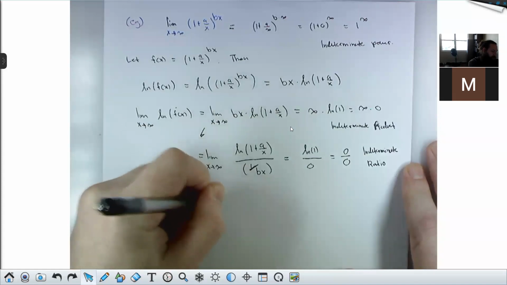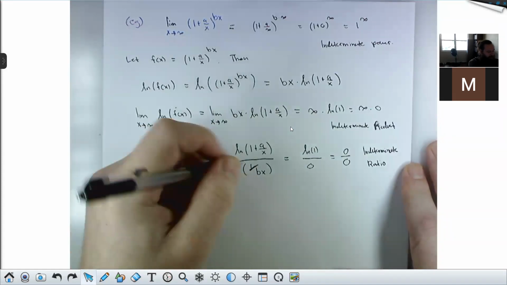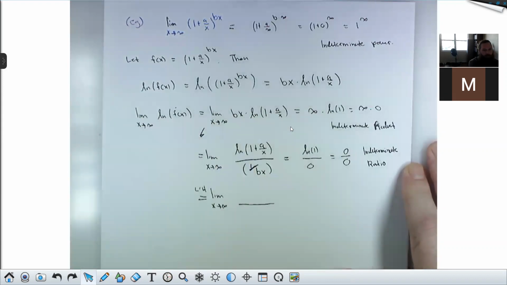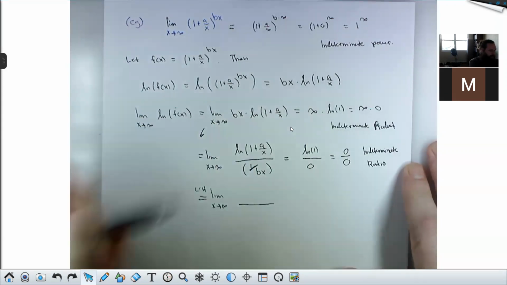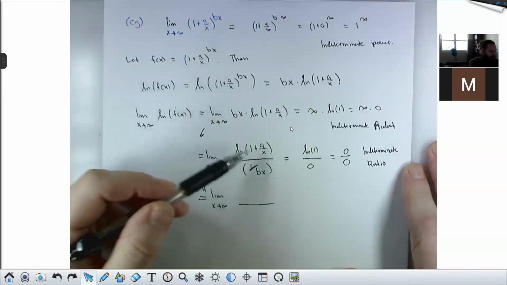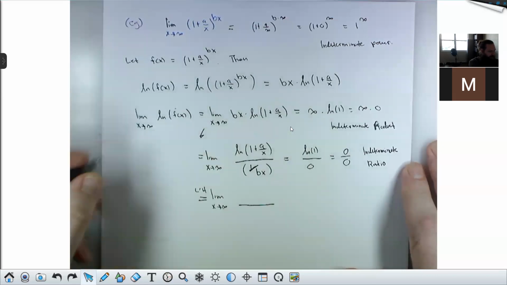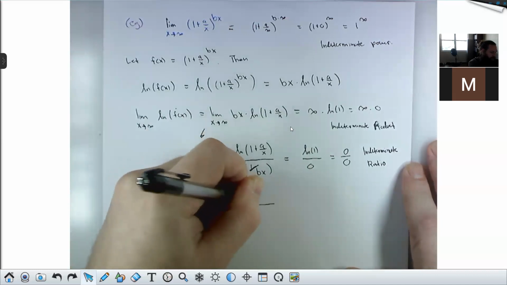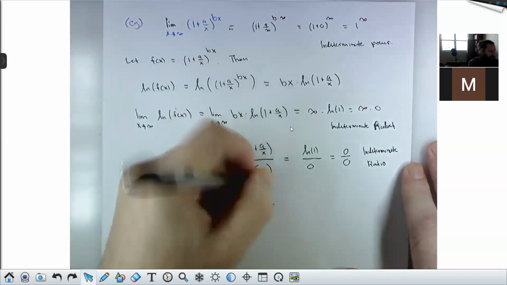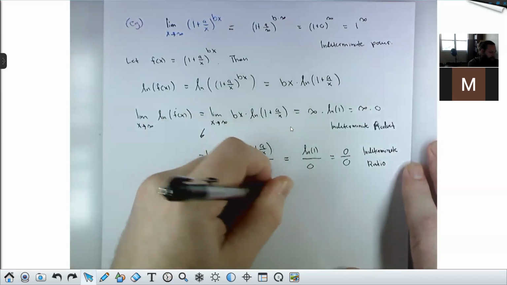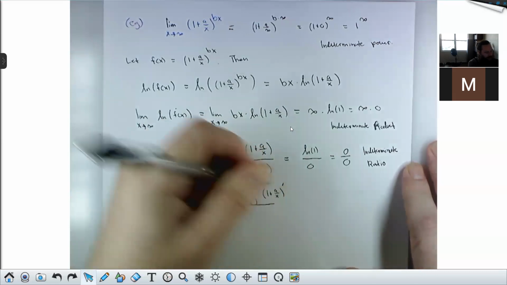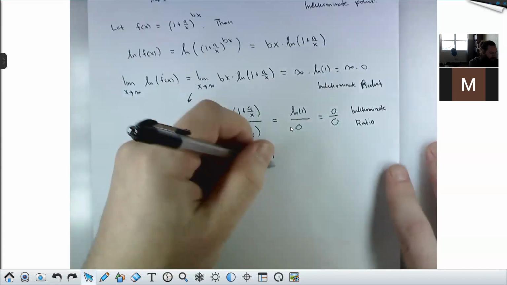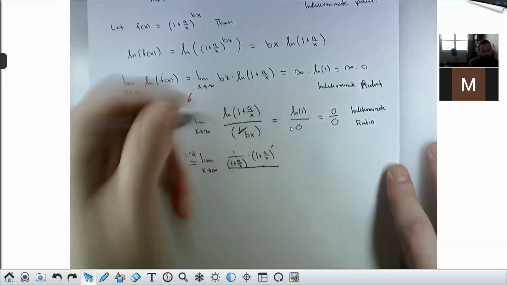I get lim x to infinity. We need to differentiate the top and differentiate the bottom. The derivative of ln of 1 plus a over x is going to be 1 over 1 plus a over x times the derivative of 1 plus a over x. Remember, that's how natural log derivatives work. It's 1 over the inside times the derivative of the inside.